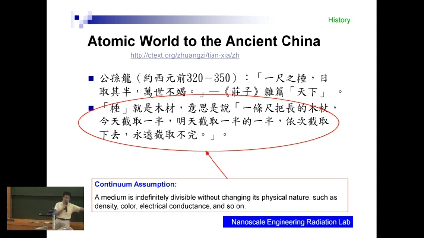This assumption works for most scales, but it breaks down at the nanoscale. So that's why nanotechnology or nanoscience is important. Not the microscale, not the millimeter scale, it's the nanoscale, because the continuum assumption breaks down.